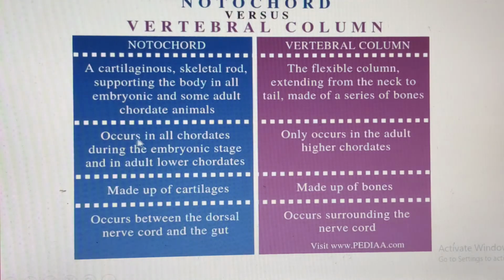And then this notochord occurs in all chordates during the embryonic stage, and in adult lower chordates, but the vertebral column you find only in higher chordates, while in the lower chordates we find only the notochord persisting. We've already said that the notochord is a cartilaginous skeletal rod, because cartilage is also part of the skeletal tissue, and it will help support the body of embryonic chordates as well as some lower chordates. Then the vertebral column is flexible, extending from the neck all the way to the caudal region, made up of bones, and in between them we have some cartilages. So this is simply something small that we have to know about the notochord.